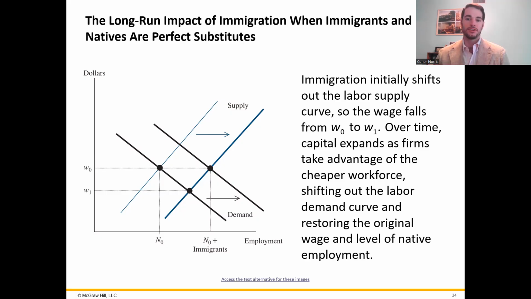Now, none of these are guaranteed. I've been talking about how sometimes it can be costly for native workers. Sometimes it could be beneficial for native workers. We're working with very simplistic models here. This isn't to give you some definitive answer on what the effect of immigration on native workers or on the US economy is. Just an opportunity to work through some of the effects and to think of what it's like looking at the most simplistic model and then adding more and more wrinkles to it.